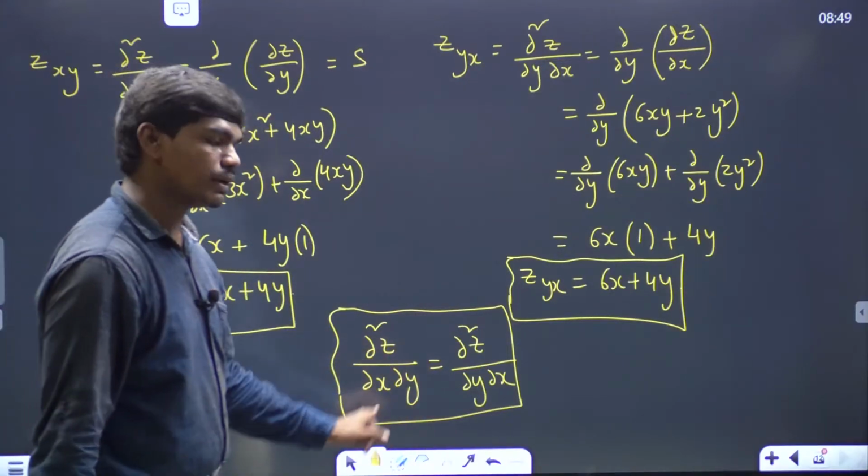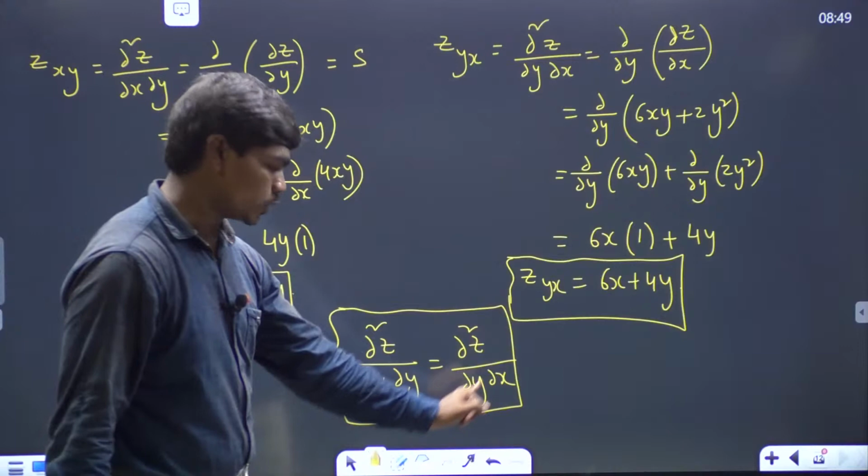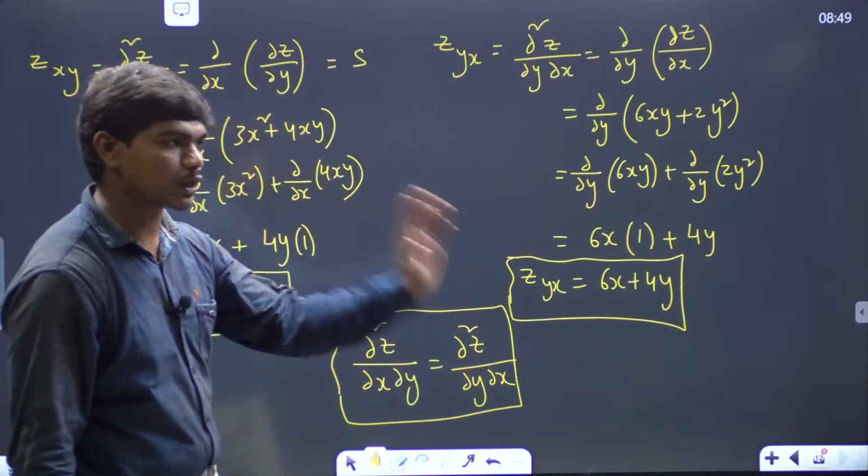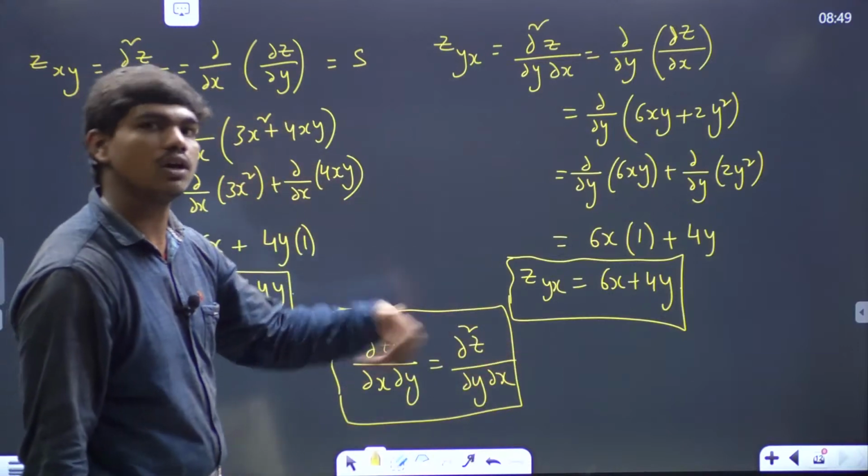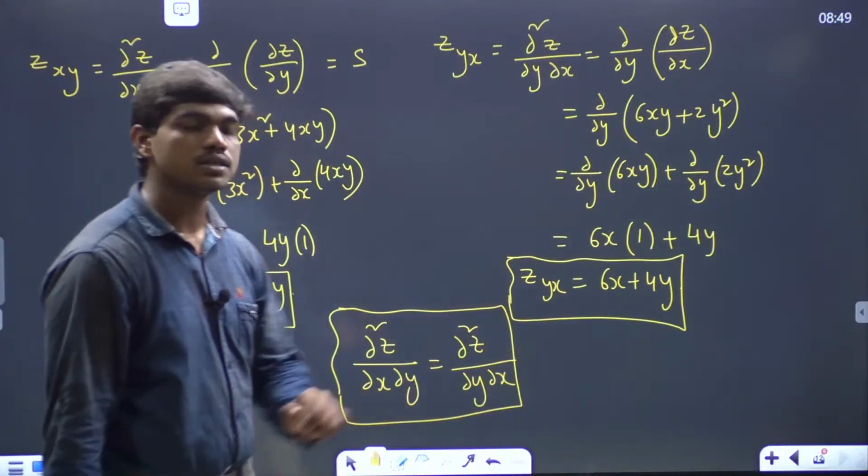But in partial differentiation, as long as the function is differentiable, the order of differentiation doesn't matter a bit. So ∂²z/∂x∂y is the same as ∂²z/∂y∂x. It means if you differentiate a function with respect to x first and then with respect to y next, or with y first and x next, the answer doesn't change.